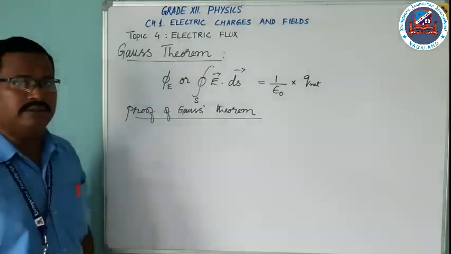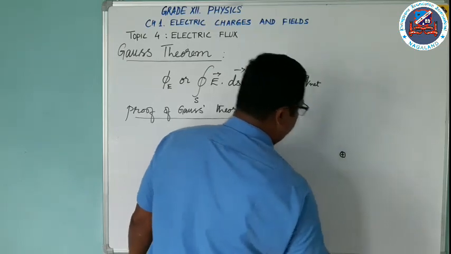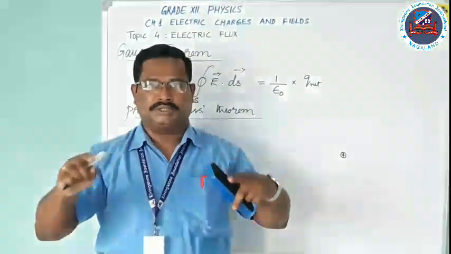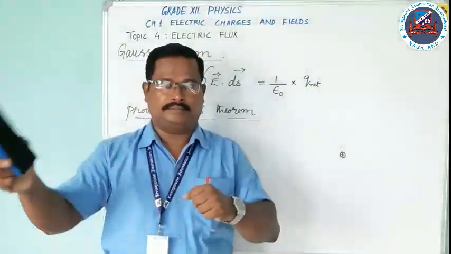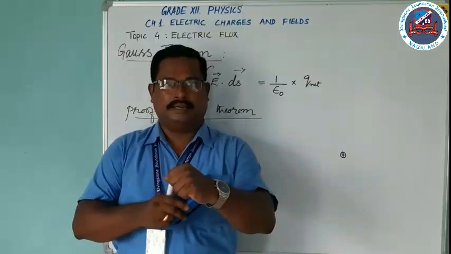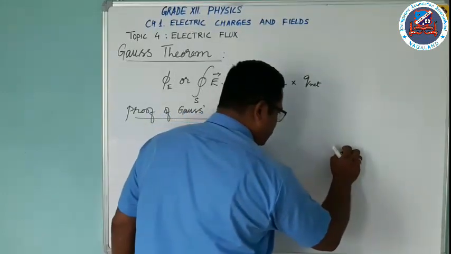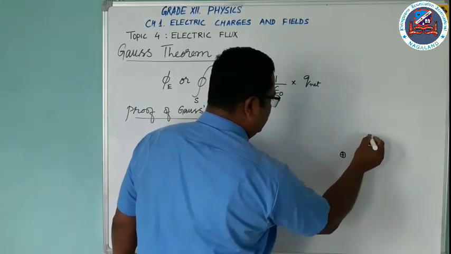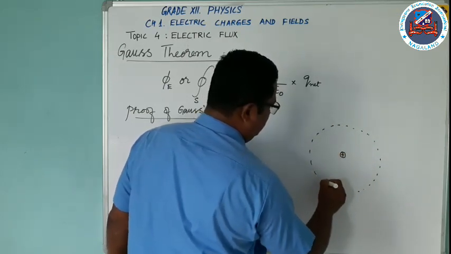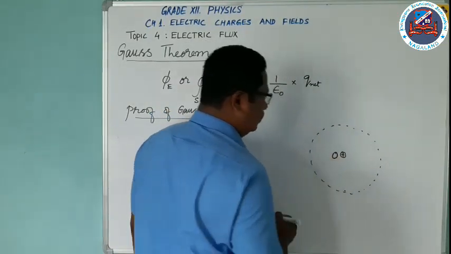For proving Gauss theorem, we generally take a positive charge, and as we know the field lines go away from the positive charge in all directions. Like in the previous classes we have discussed, it goes radially outward, like this, like this. The field line is going away, and at an equal distance at each point. These are the points which are at an equal distance from the positive charge. Suppose this place is O.